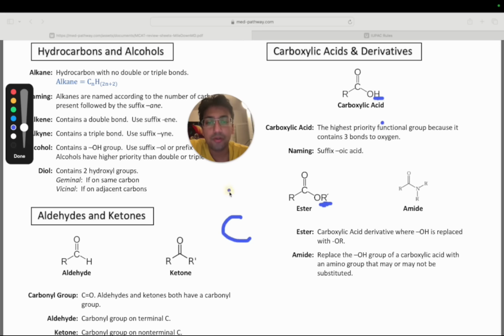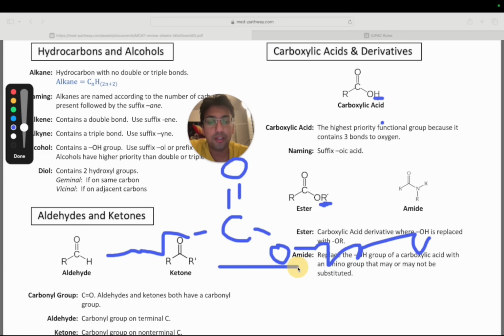And actually what you would see in an ester is C double bonded to O, single bonded to O, and then you would have the rest of the chain, whatever it is. And then here you would have the rest of the chain, whatever that is, and that's an ester.